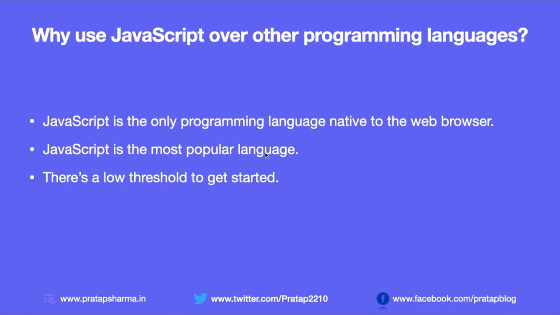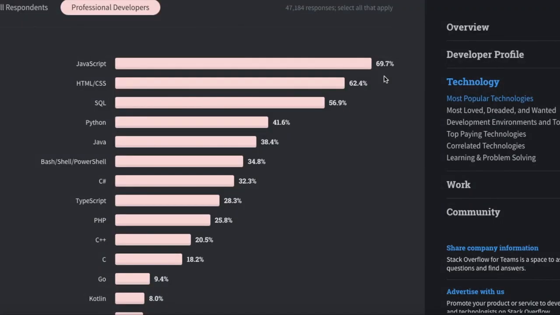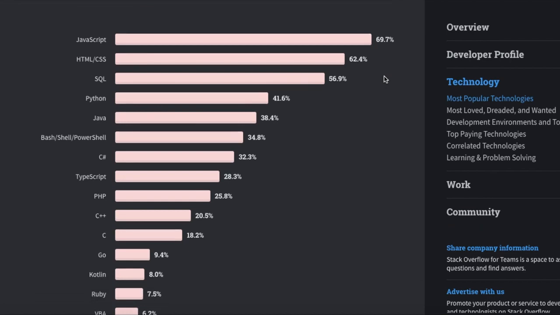JavaScript also has a very low threshold to get started. Getting started with JavaScript is very easy. Even a student, anyone of any age, can get started with JavaScript at any time. And then it's a very fun language to learn, obviously. Every programming language is fun. When you enjoy writing, then you'll enjoy the language. This is a reason why one should always get started with JavaScript. It's a very easy language. One can always get started anytime, at any age.